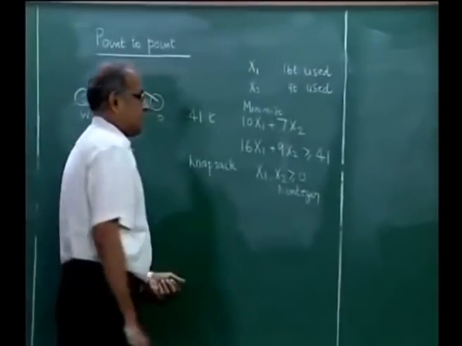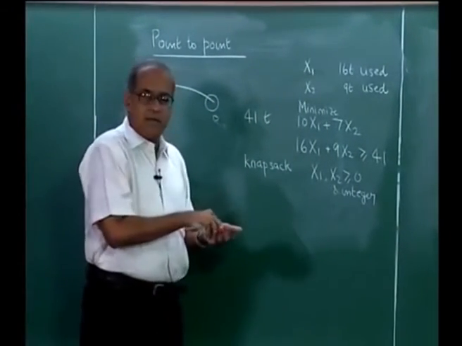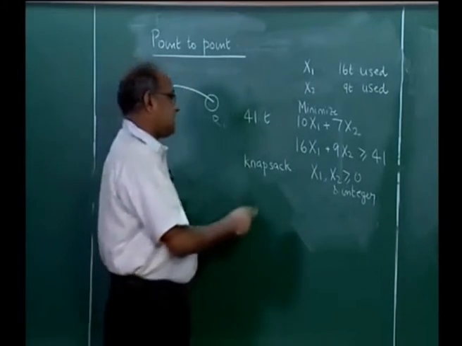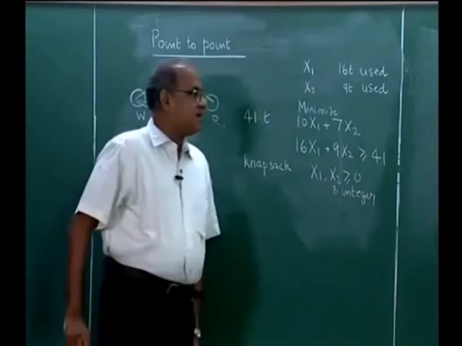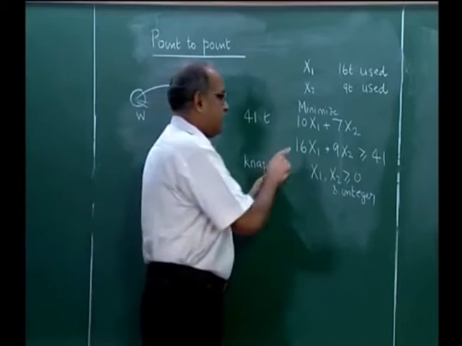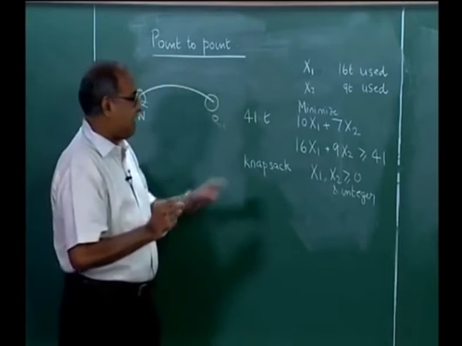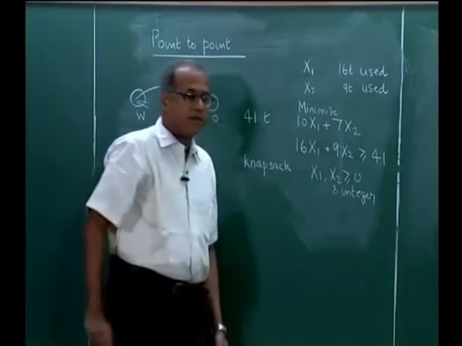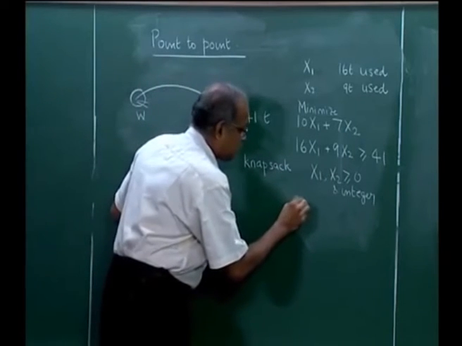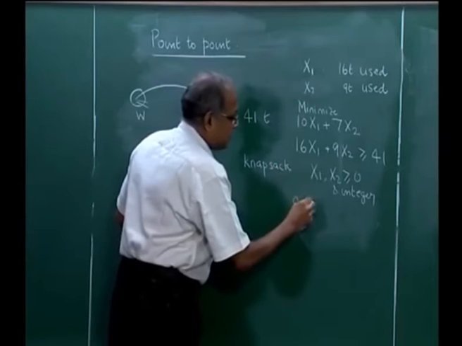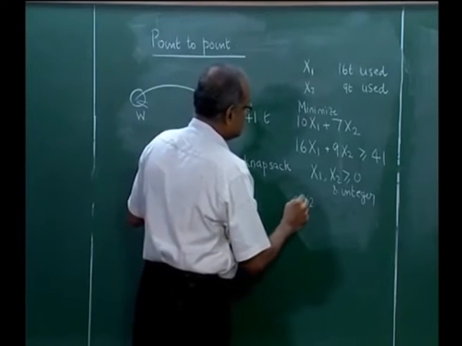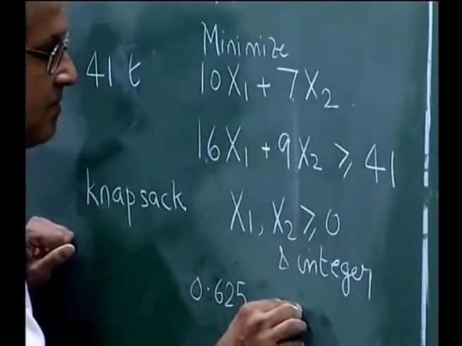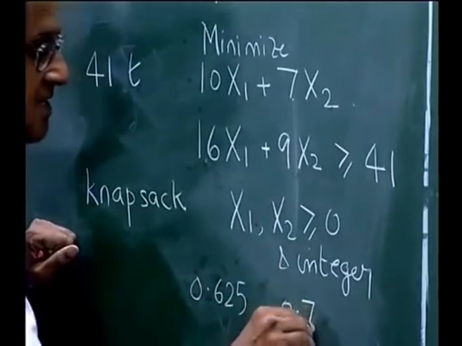So, what we can do is, this is a minimization problem. If we can solve it as a linear programming problem, an LP solution to it, which means we are ignoring the integer restriction. Since it is a minimization problem, we can sort the variables in terms of the ratio 10 by 16 and 7 by 9. 10 by 16 is like 0.625, 7 by 9 is 0.77.